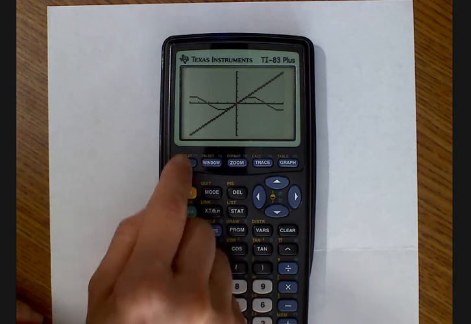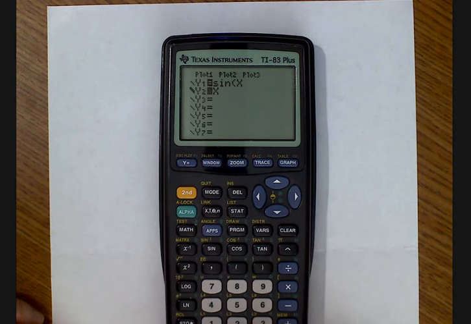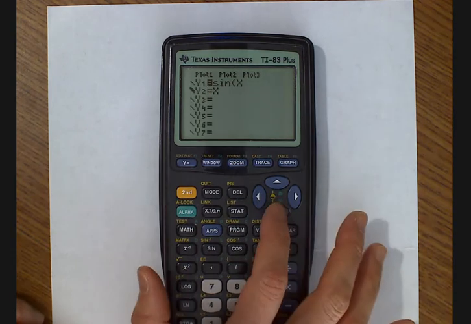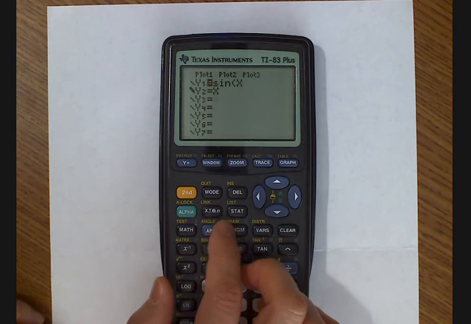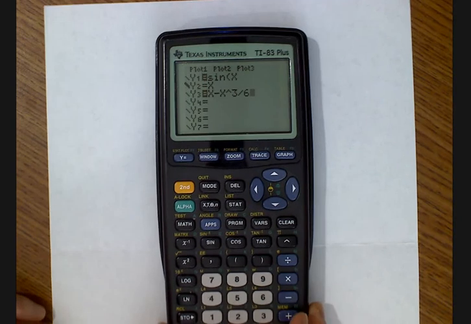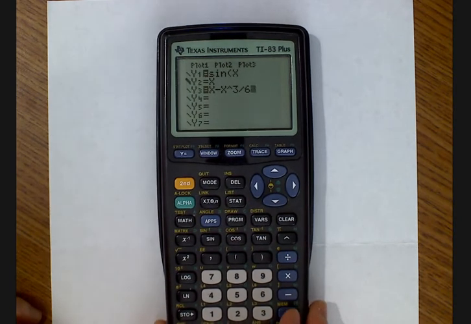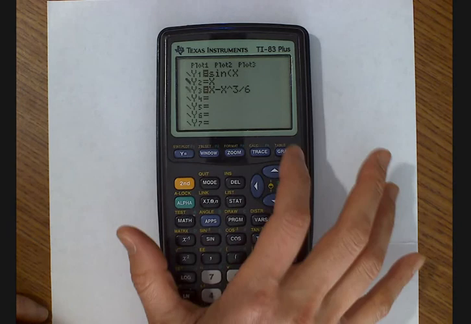So go back to the y equals, and unhighlight this. I'm not going to get rid of it, I'm just not going to let it show up. Then go to y3, and I'd like you to put in this polynomial: x minus x raised to the third divided by 6. Now you might be wondering how I got that random equation, but I'm trying to make it a better approximation of the sine graph. Let's fatten this graph up, and then go to the graph.